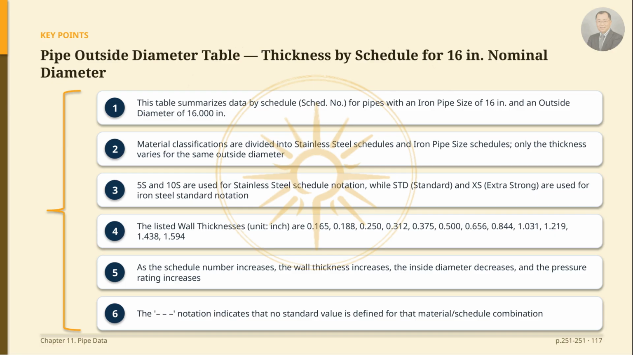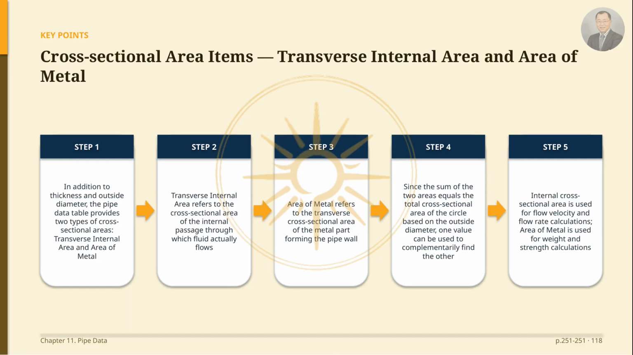Please note that the dashed lines in the table indicate items for which standard values are not defined. Next, I would like to introduce the cross-sectional area items provided in the pipe table. In addition to the thickness and outside diameter seen previously, this table covers two types of cross-sectional areas, the transverse internal area and the area of metal.